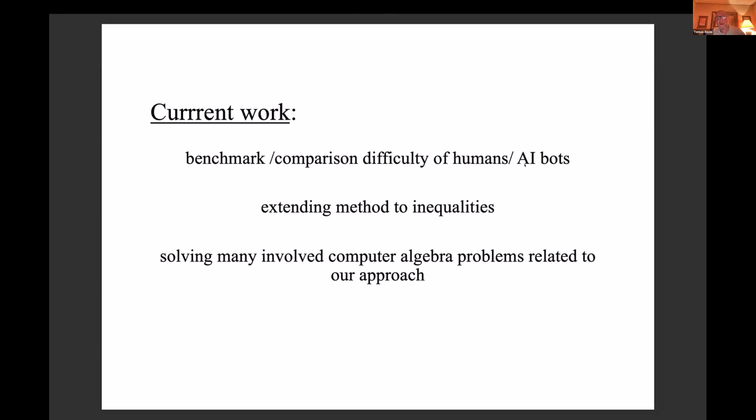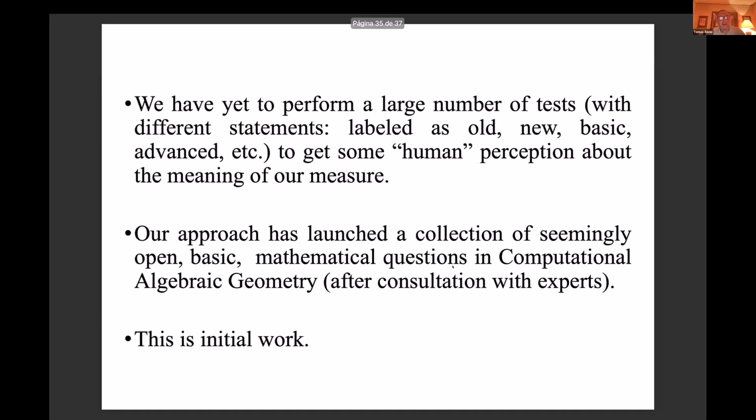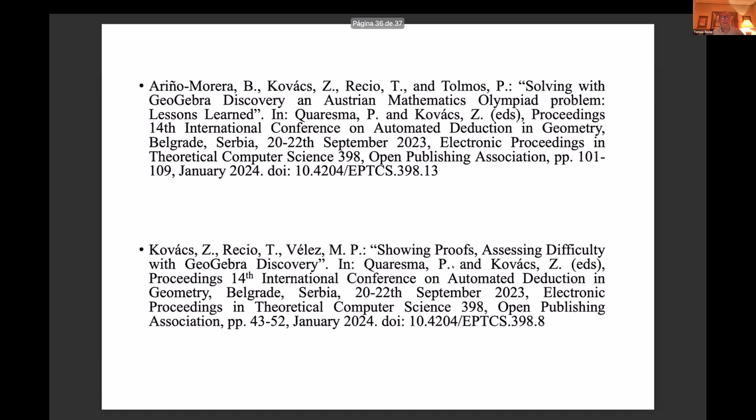We're trying to compare the difficulty for humans and for artificial intelligence bots. We want to see if people have the same feeling as I have, that Ptolemy's theorem is more complicated than the theorem of the bisector median or something like that. There are many computer algebra theoretical problems related to our approach that nobody seems to know how to solve right now. We have to do a large number of tests, and this is initial work. So thank you so much.